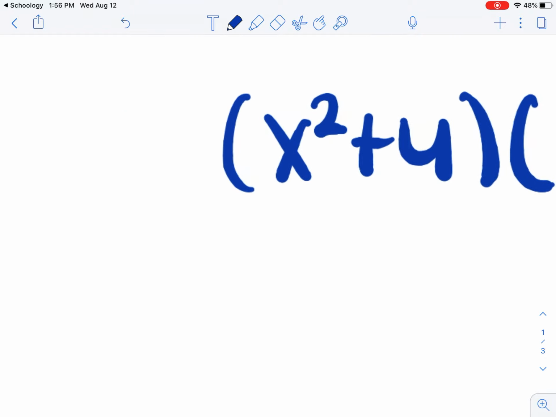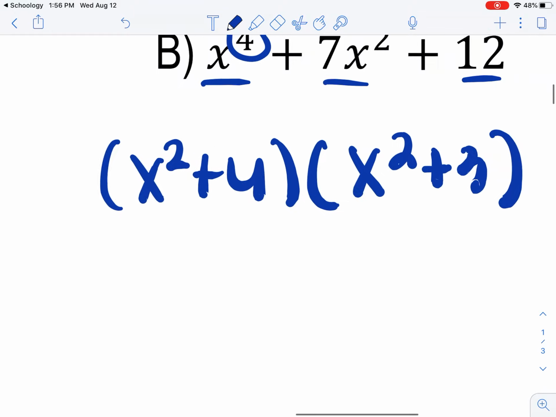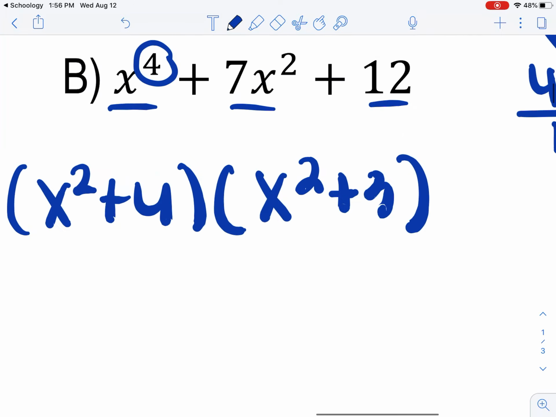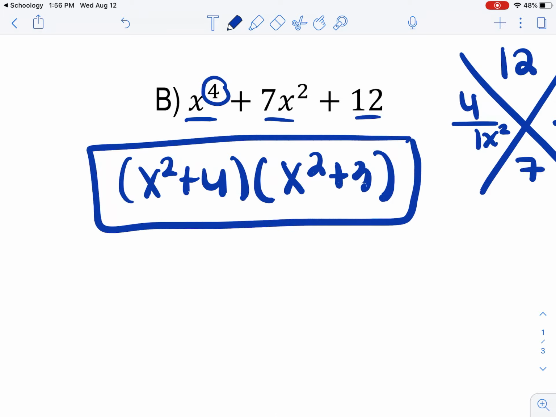Factor completely, so now I have to look to see if this is factorable. It's 2 terms, so I'm looking to see if it's a difference of squares. It's addition, so it's not. So this is as factored as this is going to get.